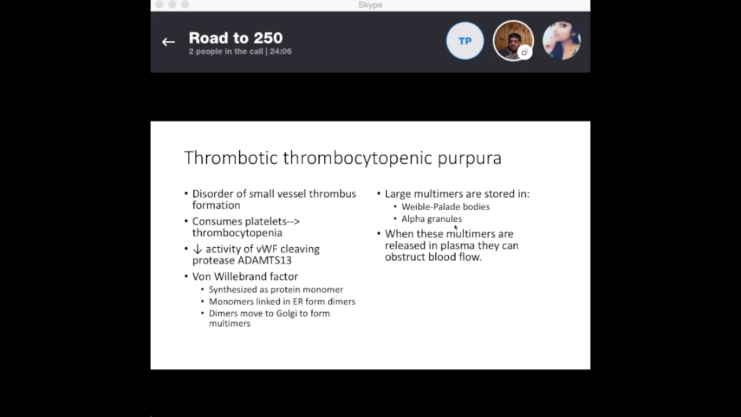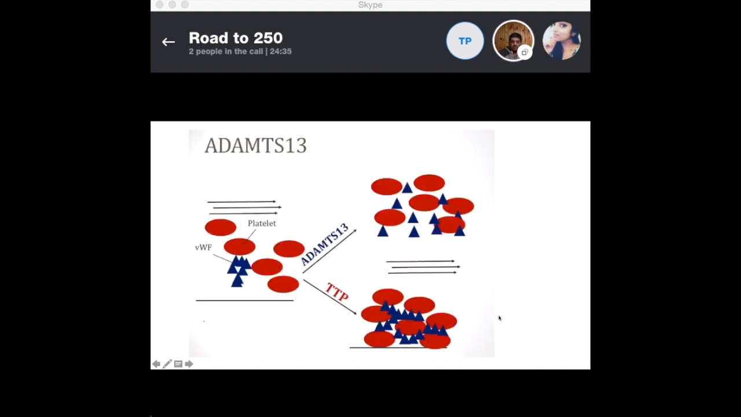So when these multimers are released into plasma, if you don't break them down, then there'll be a bunch of these von Willebrand factor multimers, and it basically obstructs the blood flow. Oh, and ADAMTS13 basically prevents that obstruction. It's a metalloprotease enzyme, and its job is to break down these multimers of von Willebrand factor to prevent thrombotic occlusion. So here's a picture.